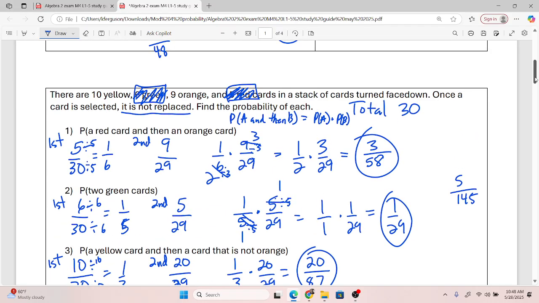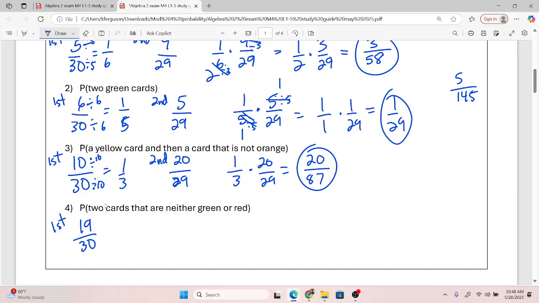19 out of 30. If I choose one of those cards successfully, first off, you can't reduce this. But after that, if that's successful, then I look at my second event, and I want to pull another card from that. If it started with 19 of them, and I pull one away, how many are left? There's 18 left. But 18 out of what? 29, because I took one away initially. And 18 over 29 can't be reduced. So I move on to the next part. I got 19 over 30 times 18 over 29.